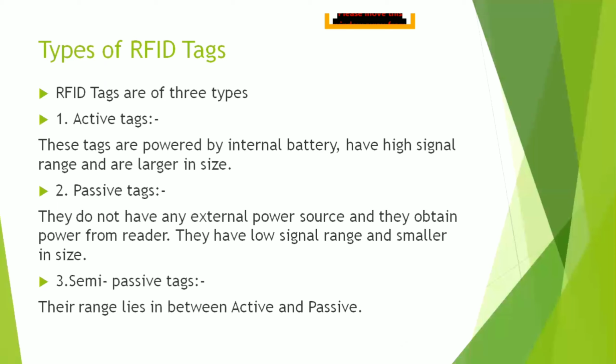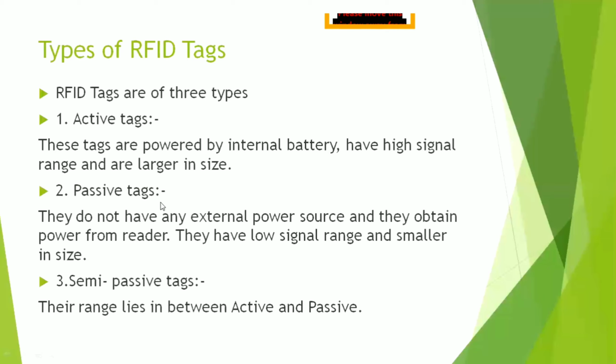Coming to RFID tags, there are many different types, but we majorly classify RFID tags into three types: active tags, passive tags and semi-passive tags. As you already know, active tags have their own power, that is, they are powered by an internal battery. Since they are powered by an internal battery, they have high signal range and are larger in size.